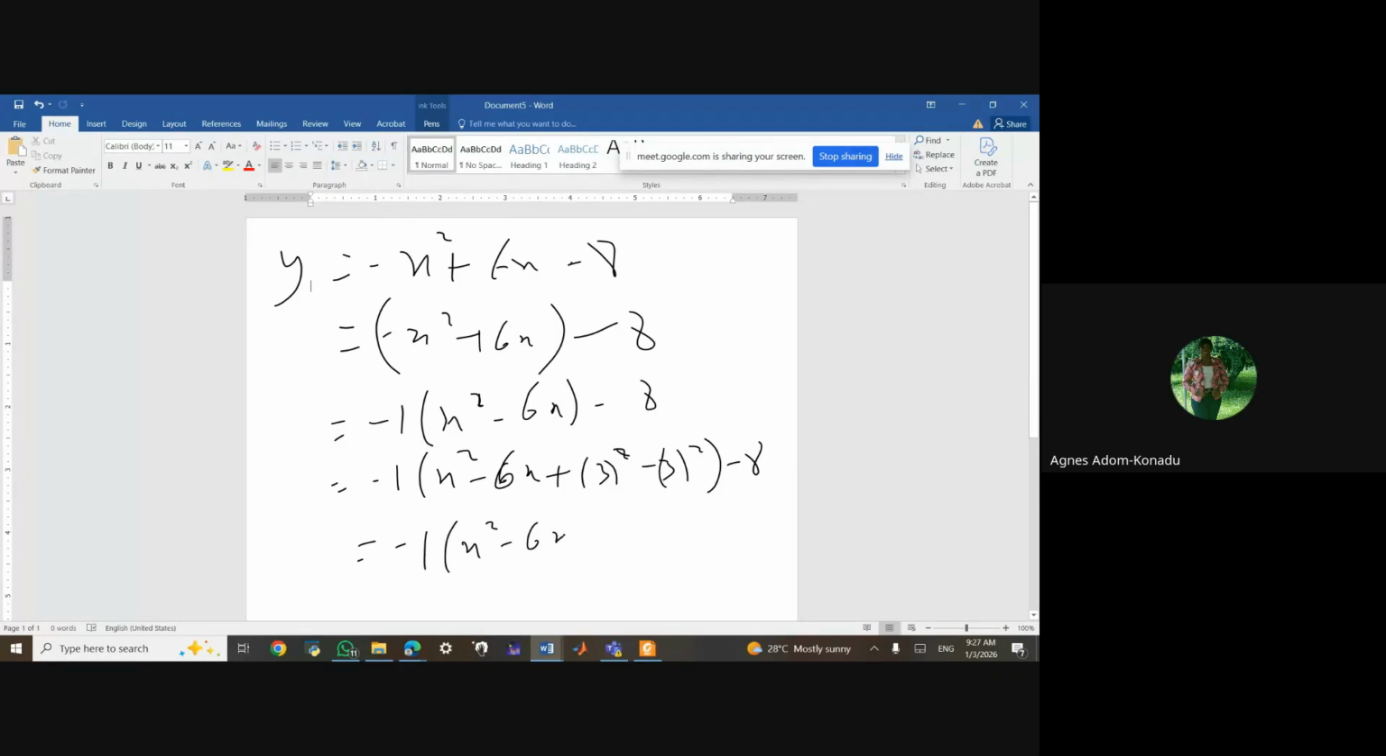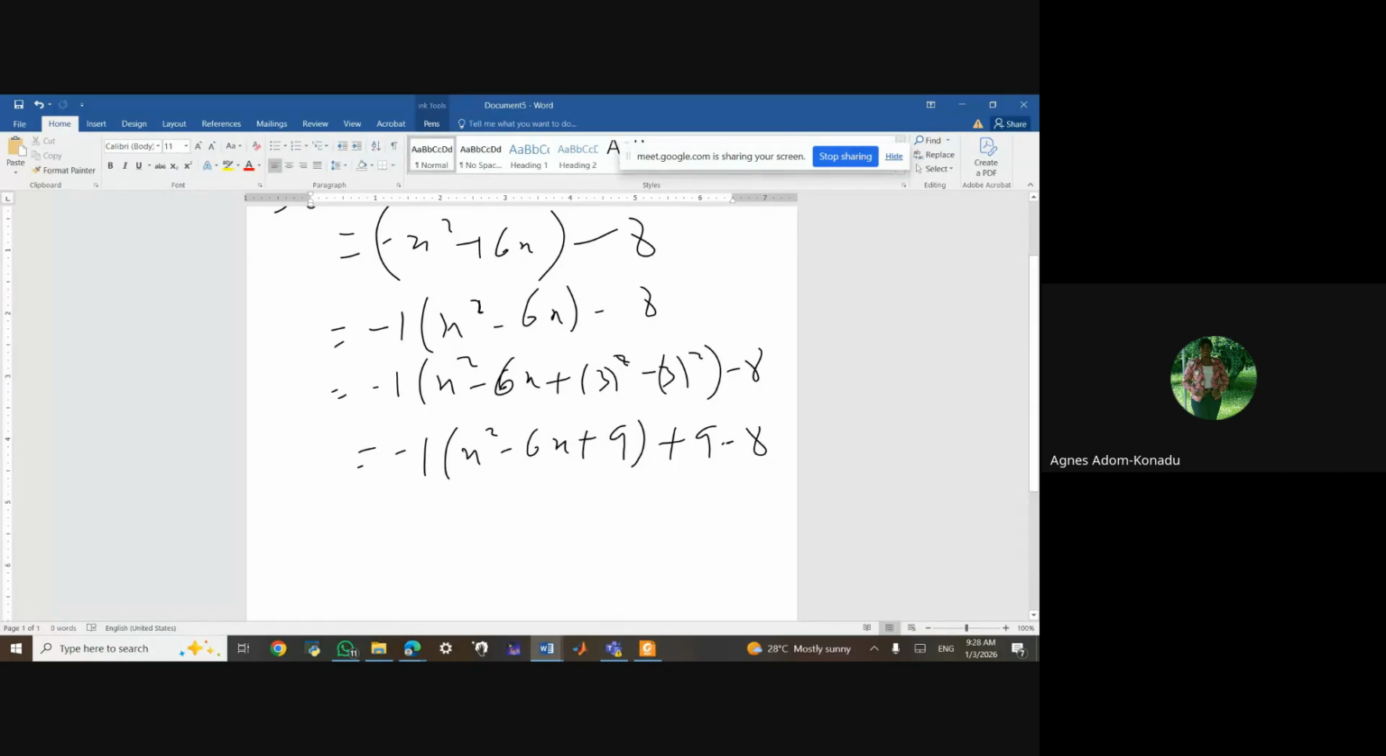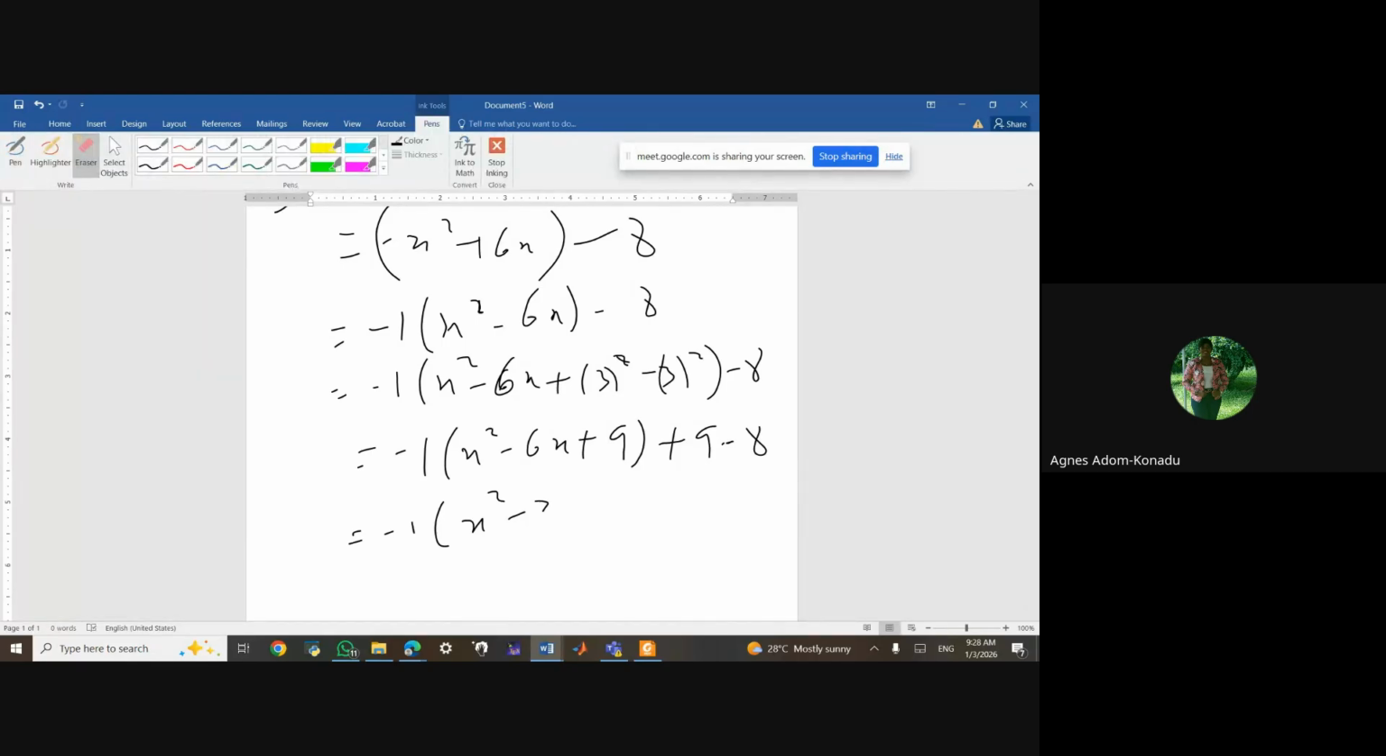Minus 6x plus 9, then minus 9 minus 8, like this. So it's minus 9, but because I'm multiplying by negative 1, that's why it is positive 9 here. So this minus 1 into, this thing here can be written as x minus 3 all squared. Then this minus this will give me plus 1.